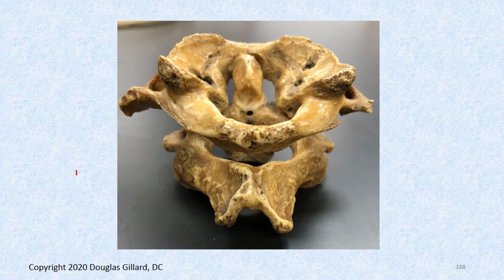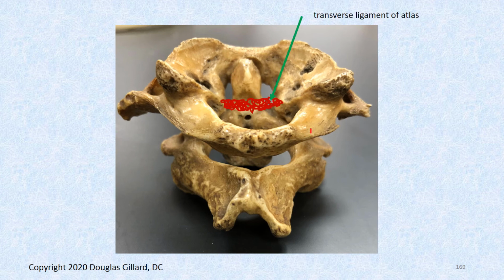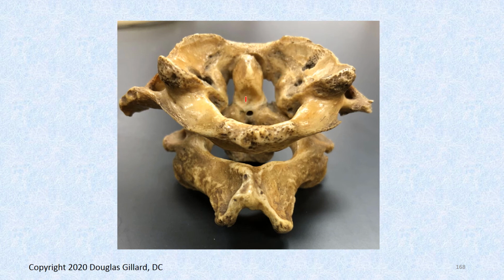This is a real nice picture of atlas and axis sitting on top of one another. There's the dens, of course. Transverse ligament would be right there. Colliculus atlantis would be right here. If we go back, we can see them. Colliculus atlantis would be here and here.